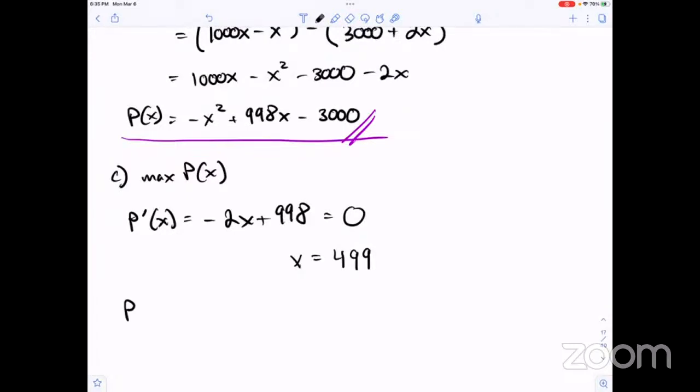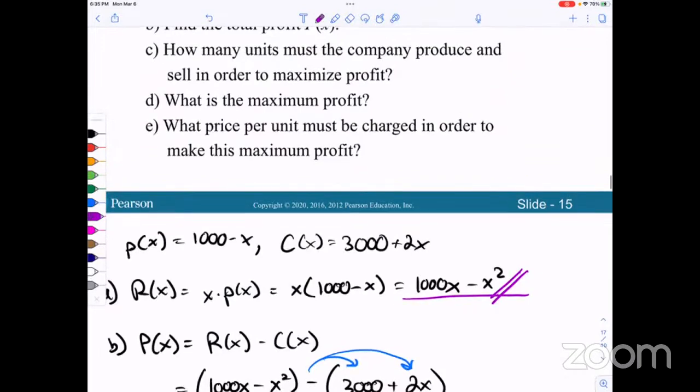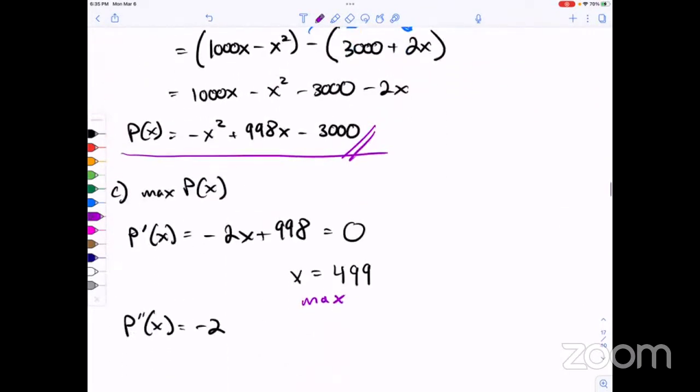In this case, it's just going to be negative 2, right? So that means that the function is negative. With the second derivative just being negative 2, that means that the original function is always concave down. So since the original function is always concave down, this is a max. All right, this is a maximum value. So then to answer the question, how many units must the company produce and sell in order to maximize the profit? It should produce and sell 499 units.